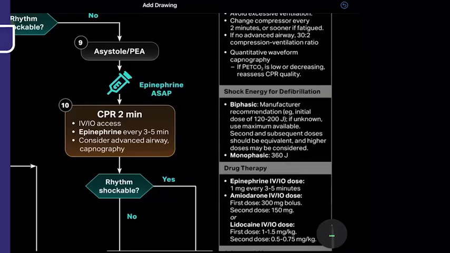If you are using a biphasic defibrillator, the shock that you deliver is 120 to 200 joules. Initially you start with 120 and slowly you increase it. If you are going with a monophasic, a single extreme joule shock should be given, which is 360 joules. Either mode of defibrillator can be used to deliver the shock.